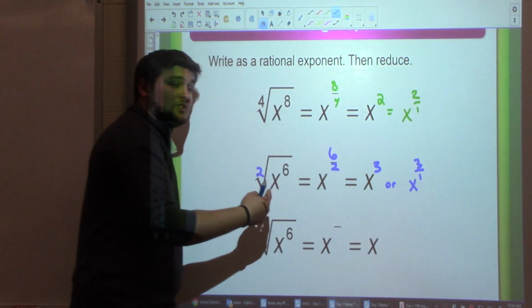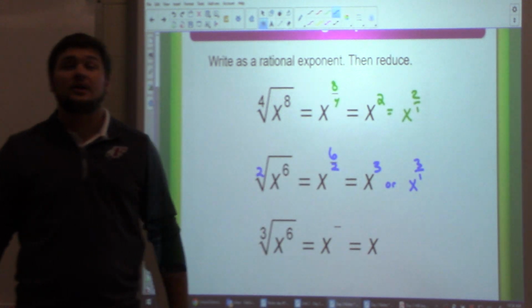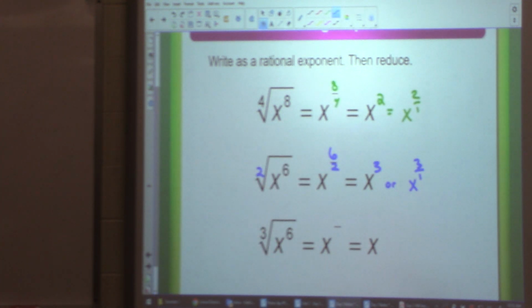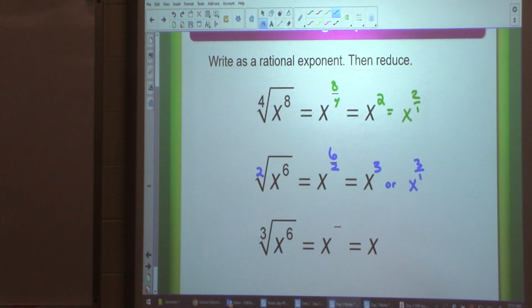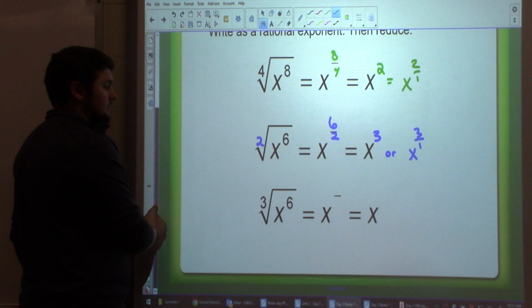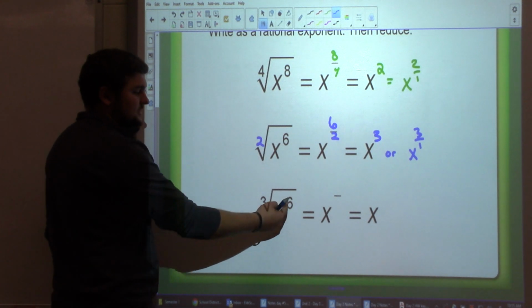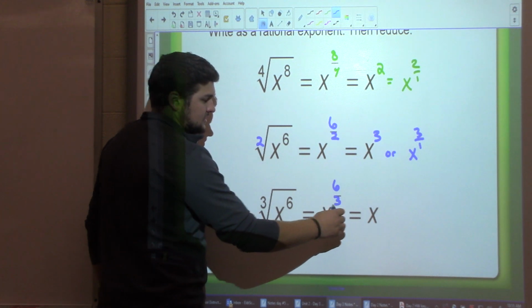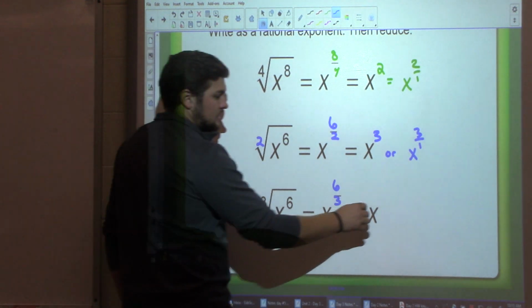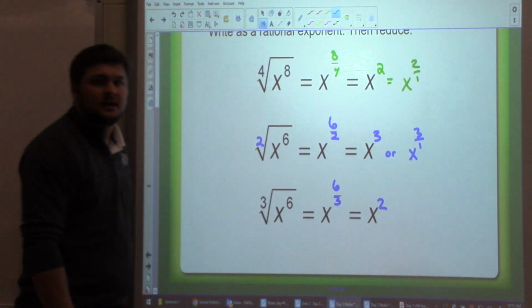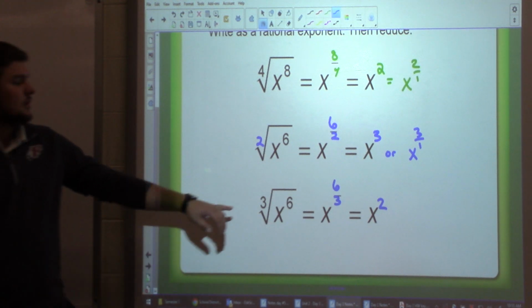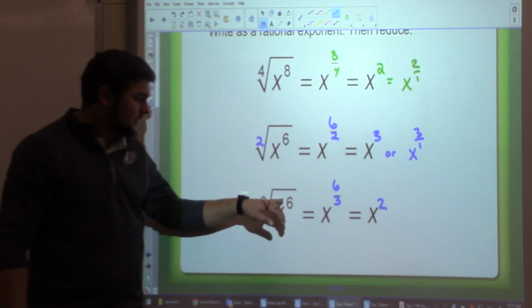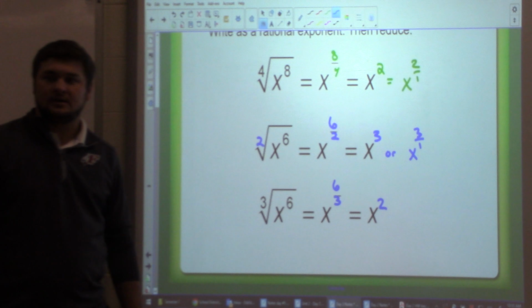If you leave it as 6 over 2, if you leave it as 8 over 4, it's getting marked wrong. Simplify those fractions, guys. We know how to do that. We've done that for how many years now? Simplify your fractions. Alright? Cube root of x to the 6th becomes x to the 6 over 3, which is x squared, or x to the 2 over 1. Power becomes the numerator. Root becomes the denominator.